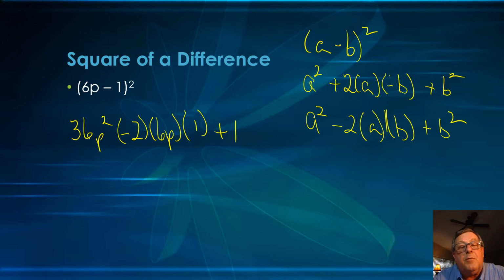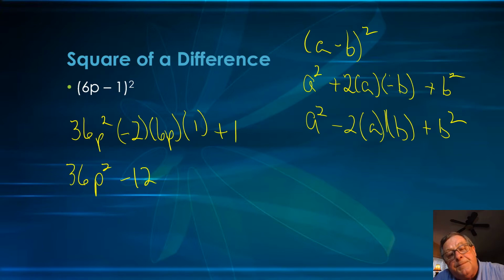And then we're just going to work on this middle term here, the negative 2 times 6p times 1. And we got 36p squared. Negative 2 times 6p is negative 12p times 1. Negative 12p plus 1. When we're squaring that negative 1, two negatives multiplied together gives us a positive answer.